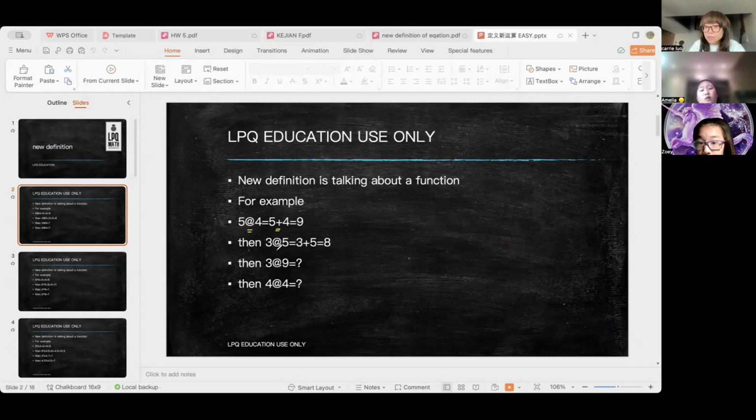So I give you another example. 3 at 5 equals 3 plus 5 equals 8. So that means what? At equals plus. Got it? So that's why I want you to calculate 3 at 9 and 4 at 4. Okay, so your turn. Very easy question.